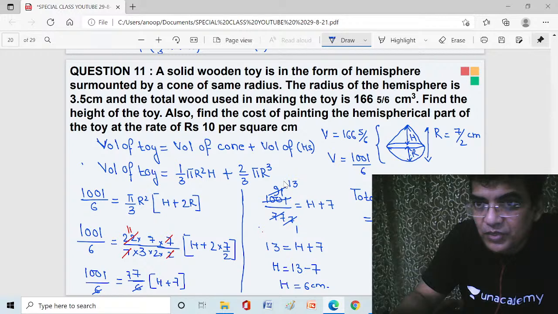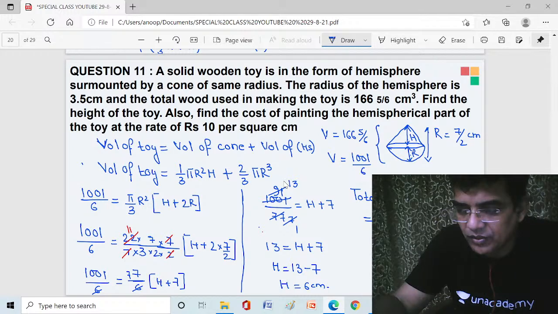Is this much portion clear to you? How we have got the height of the toy. First we got the height of conical portion. Volume of the toy was given. So from the volume of the toy, we have calculated the height of the conical portion. And then the height of the conical portion is added to the radius and we get the total height of the toy. Hope this much is clear to you.